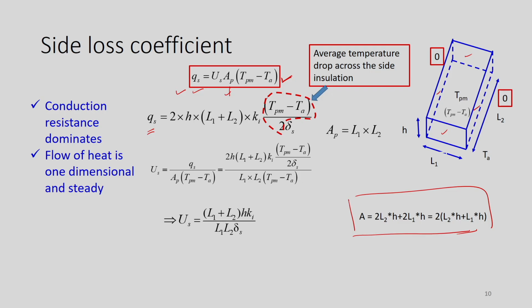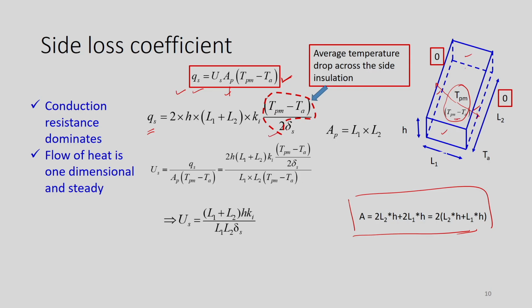One important concern is here, Tpm minus Ta divided by 2, this component is used. Why is this component used? Because if we consider this plate, from the plate, heat loss will take place something like Tpm minus Ta, and this heat loss will be reducing slowly towards the top and then again towards the bottom. So, this average can be taken up, the average heat loss can be taken up. That is why this term is divided by 2. So, the average temperature drop across the side insulation can be considered something like Tpm minus Ta divided by 2.